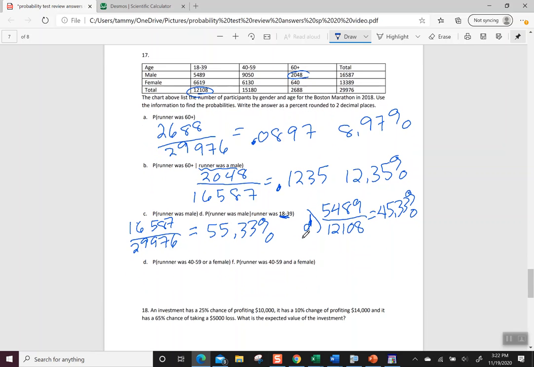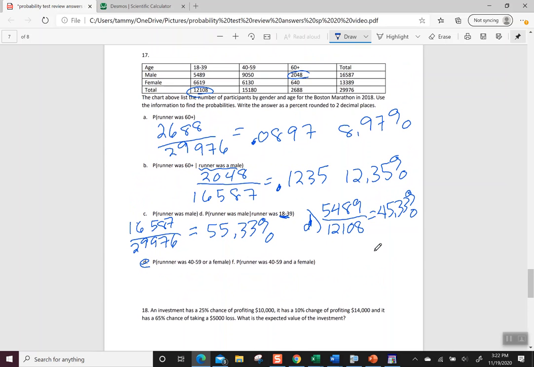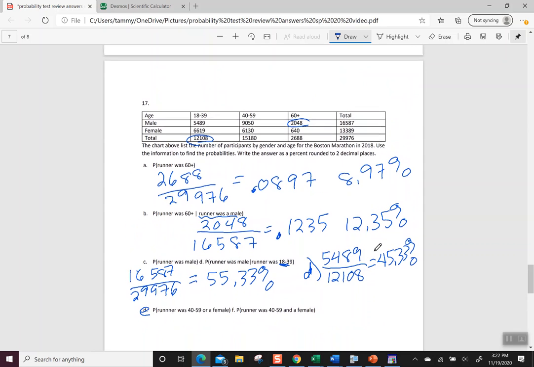Looks like I have 2 part Ds. Look at that. All right. The second part D, oh, this is probably supposed to be an E. It probably changed the letters when I put it in this format. So E says the runner was 40 to 59 or a female. Okay, important that it says or.